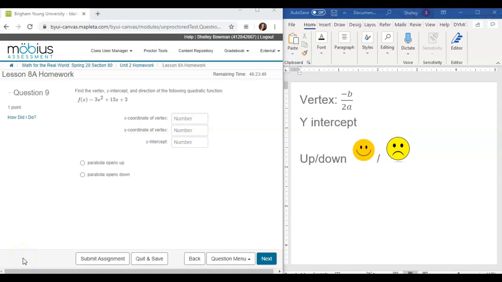Mobius Assessment Lesson 8A Homework Question Number 9. Find the vertex, y-intercept, and direction of the following quadratic function.